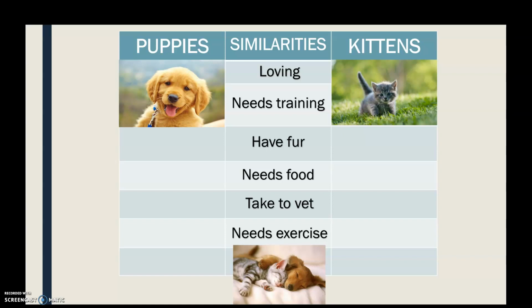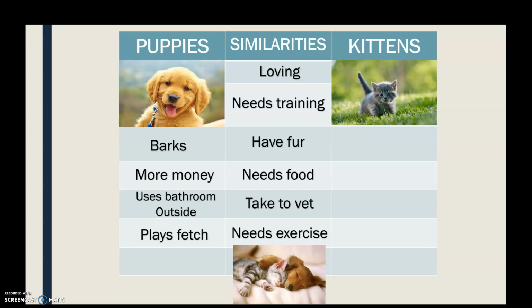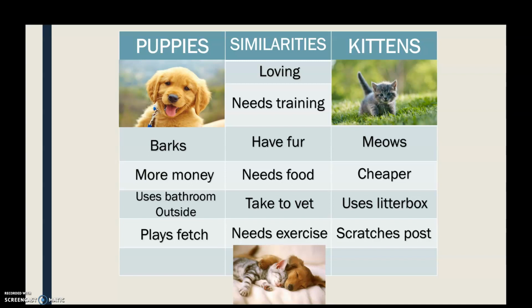Now, if I look on the left, things that are just about puppies. They bark. They cost a lot of money. They use the bathroom outside. And they play fetch. Now, on the right, I would list things just about kittens. They meow, they're cheaper, they use the litter box, and they scratch on a post.